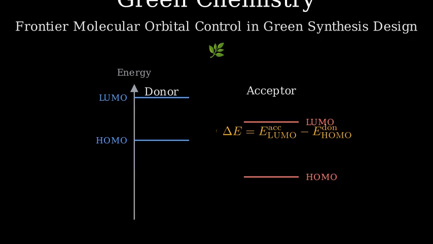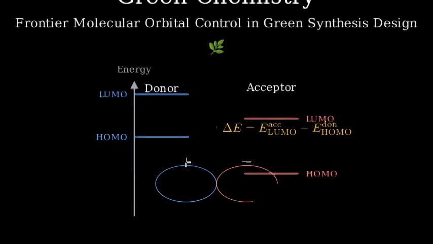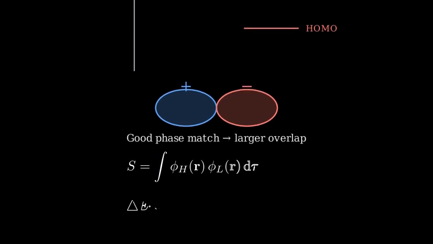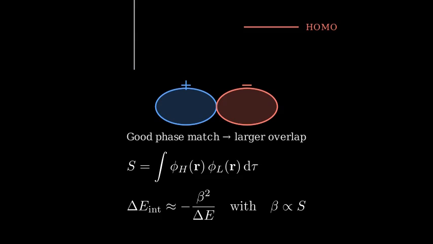The other key factor is overlap. If the phases match where the orbitals meet, the overlap integral grows. This overlap is written as S equals the integral of phi_H times phi_L over space. The interaction energy from second-order mixing scales like minus beta squared over delta E, where beta is proportional to S.